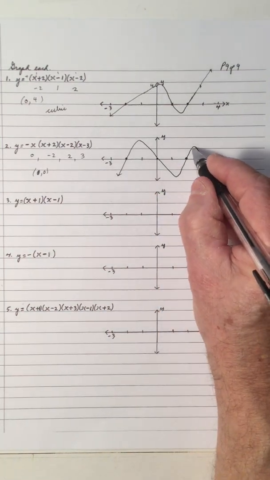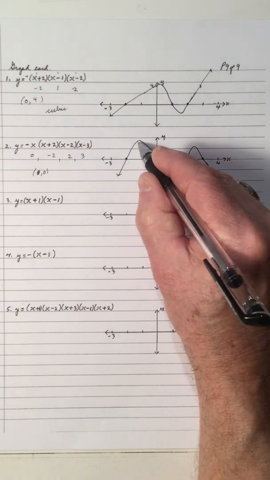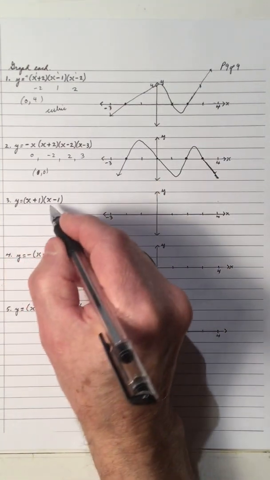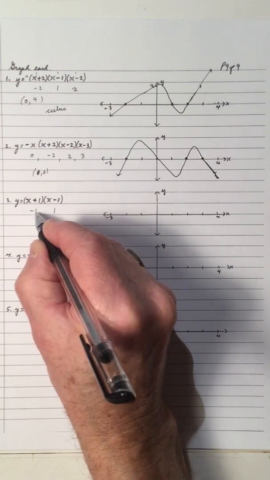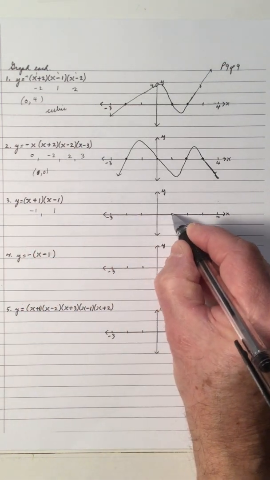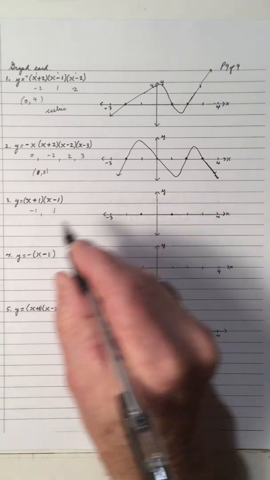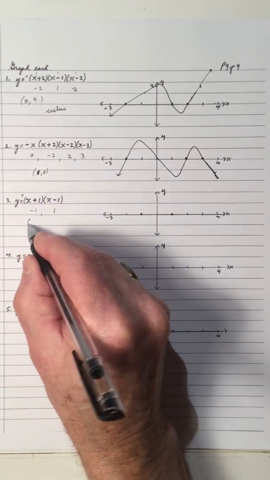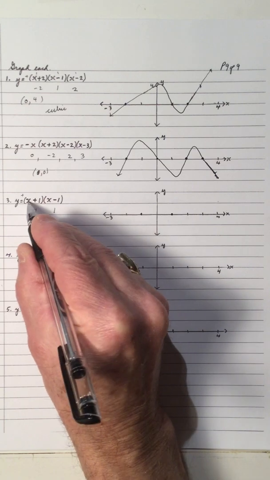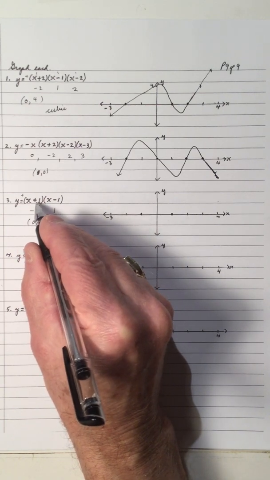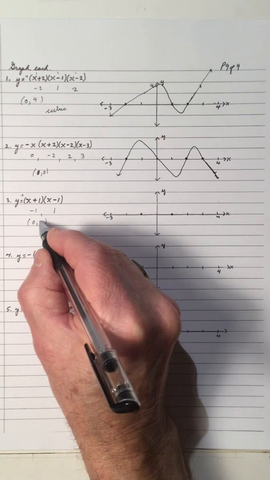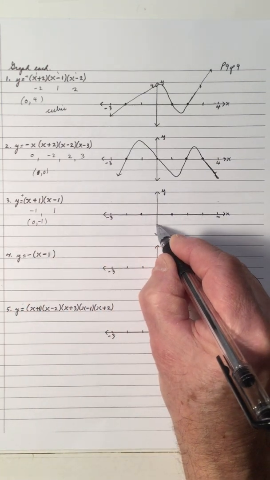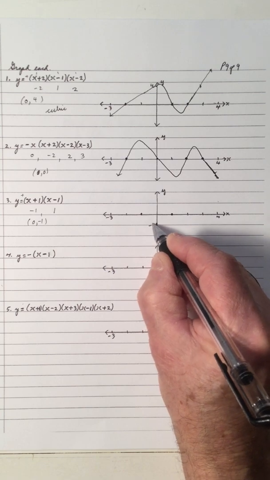And we're not worried about what the bends are, where they're bending. That's in calculus. Number 3, we have x-intercepts of 1 and negative 1, and it's positive. When we let x equal 0, positive 1 times negative 1 is negative 1. So the y-intercept is negative 1 right there.